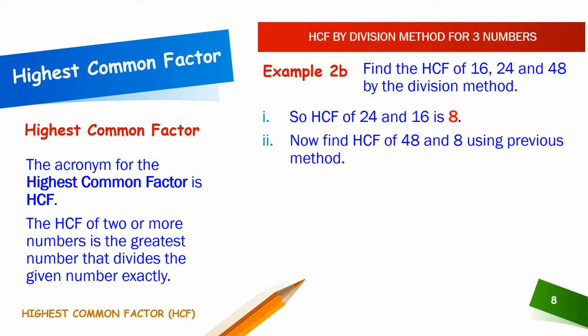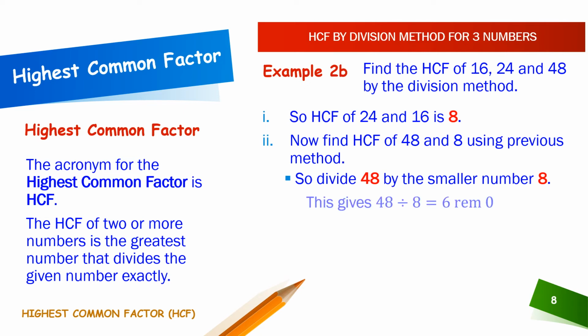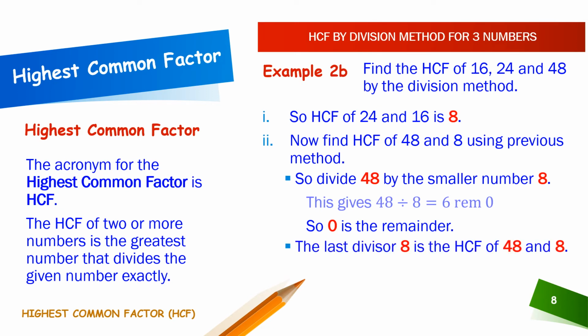Now find the HCF of 48 and 8 using the previous method. So divide 48 by the smaller number, 8. This gives 6, remainder 0. So 0 is the remainder. The last divisor, 8, is the HCF of 48 and 8. So HCF of 16, 24 and 48 is 8.